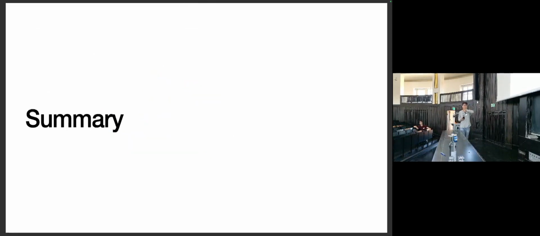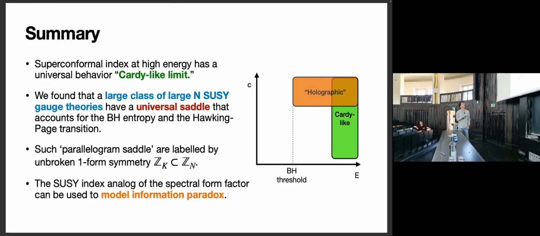Okay, so that's all I wanted to say. Let me summarize. The superconformal index at high energy has a universal behavior that we refer to as a Cardy-like limit. And we found that a large class of large N SUSY gauge theories have universal saddles that account for black hole entropy and the Hawking-Page transition. For those, this Cardy-like formula is valid all the way up to the black hole threshold. This universal saddle also has subdominant saddles labeled by the unbroken one-form symmetry, and we can use this to model an analog of the information loss problem.